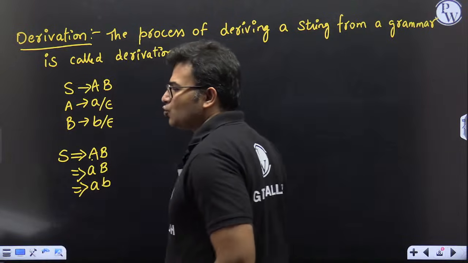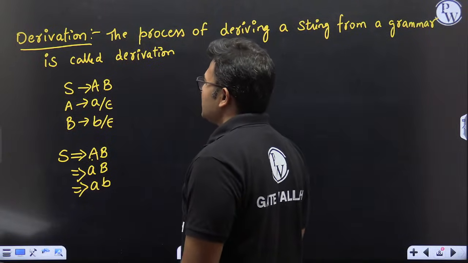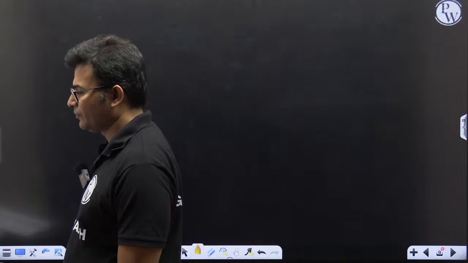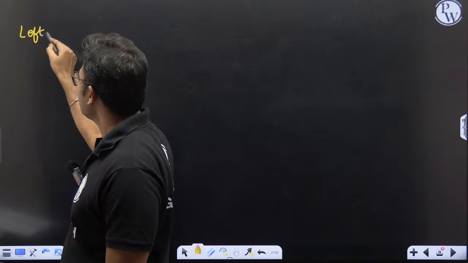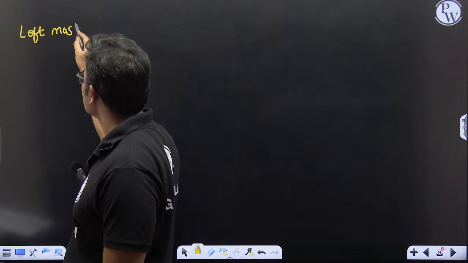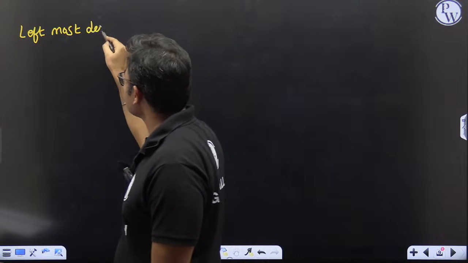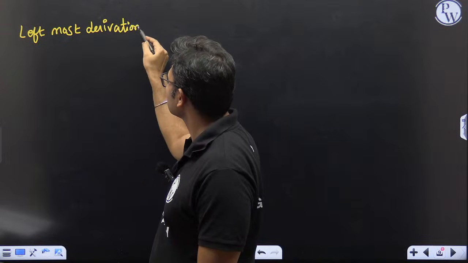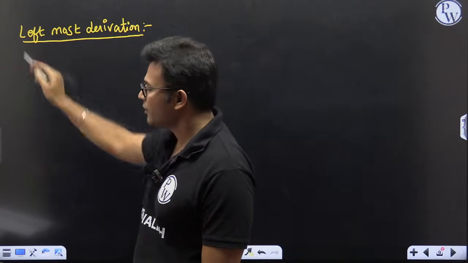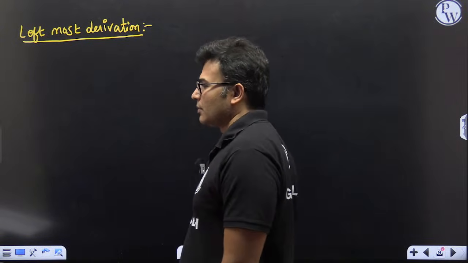Now there are two types of derivations. One is leftmost derivation and the other one is rightmost derivation. Now let's see leftmost derivation, right?